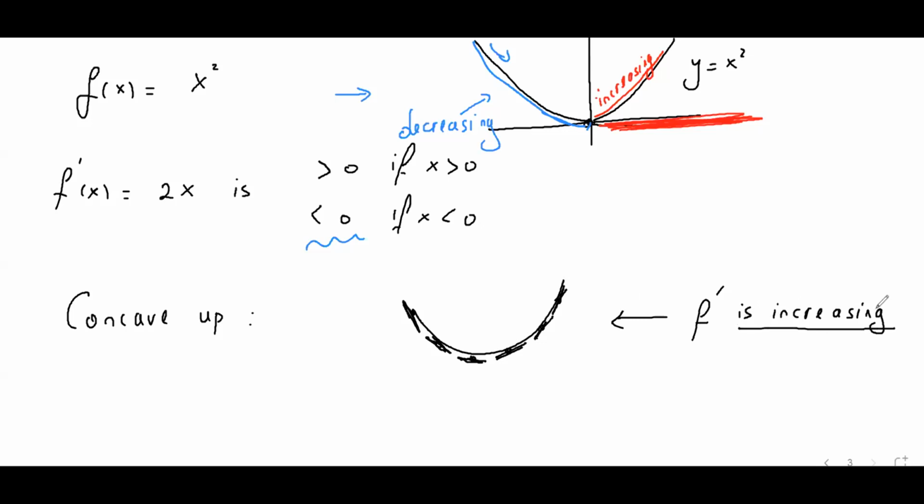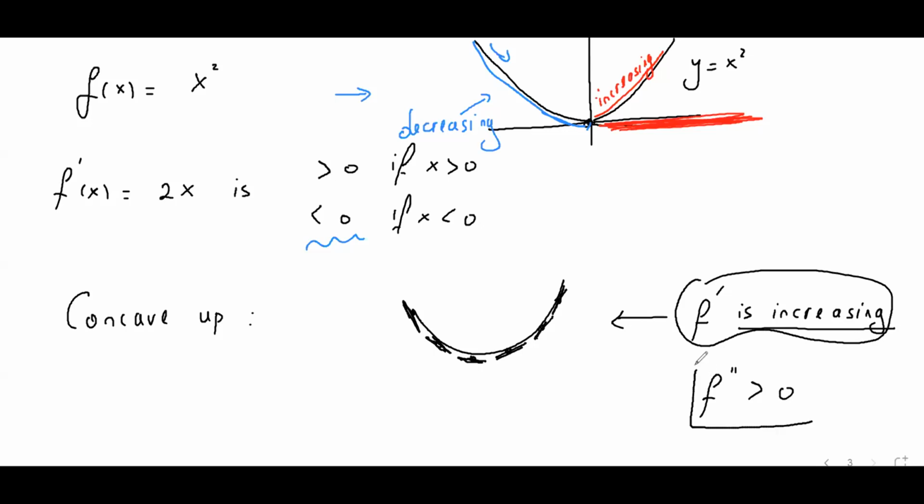That really makes us realize that the criterion that we used earlier, where we said a function is increasing if its derivative is positive, well, that criterion can be applied to f prime, and we can say f prime is increasing. That means that f prime prime is positive. So if f prime prime is positive, f prime is increasing, that means concave up.